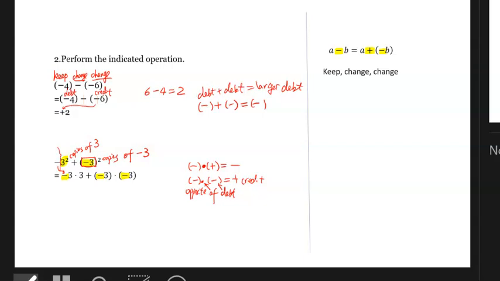So using the rule, negative times positive is negative, but 3 times 3 is 9, so we get -9. But two negatives make a positive, and 3 times 3 is 9. And -9 plus 9 gives us 0.